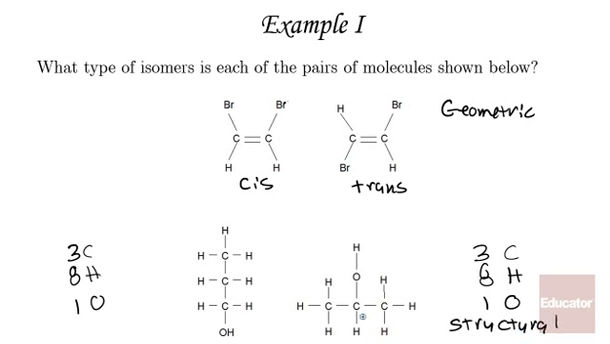These are both forms of propanol. This is actually propyl alcohol, while this one is isopropyl alcohol. And again, these different isomers are going to have different properties. So the first example was geometric isomer. The second is an example of structural isomers.